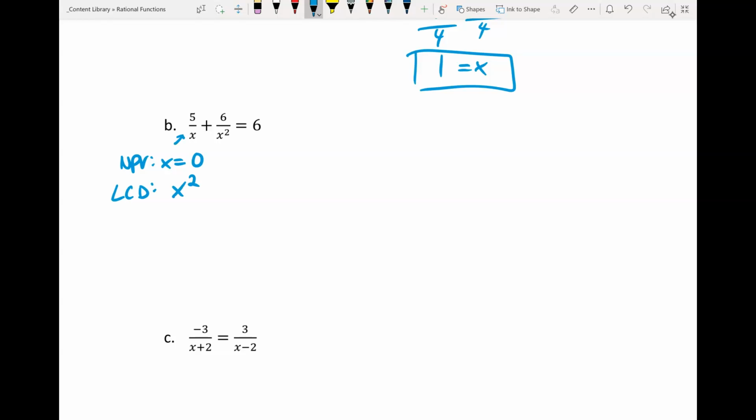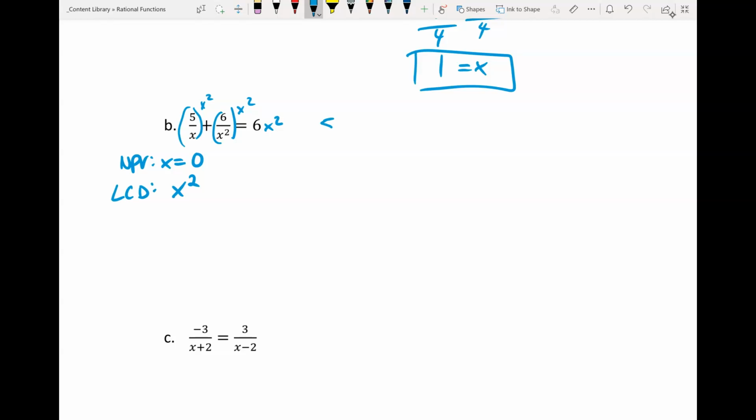Because this one becomes an x squared if I multiply by x top and bottom, this one could also have a denominator of x squared if I multiply top and bottom by x squared. Okay, the next thing we're going to do is multiply each term by the LCD.